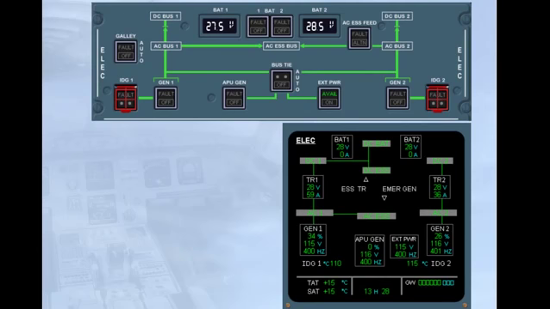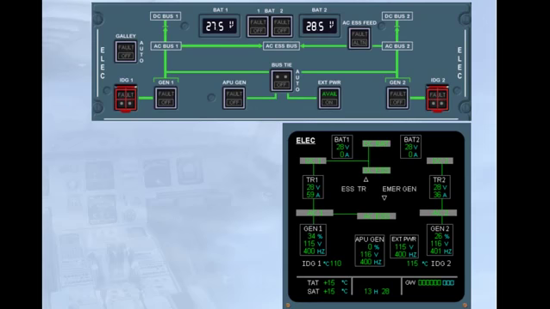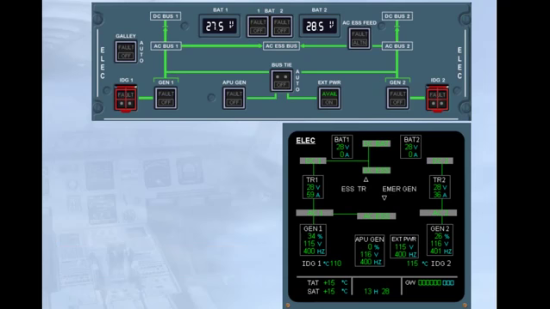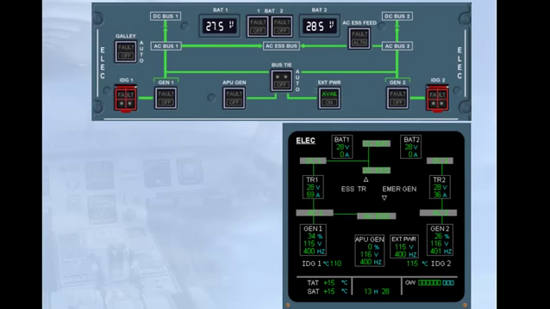The battery voltage can be monitored either on the overhead panel or on the Ecam page. Each battery is controlled by a push-button switch. Both main generators and the APU generator are controlled by their associated push-button switch. The external power is also controlled by a push-button switch. We will learn how to use it in the normal operation modules.